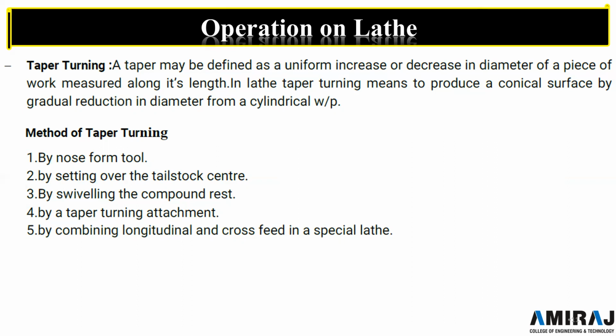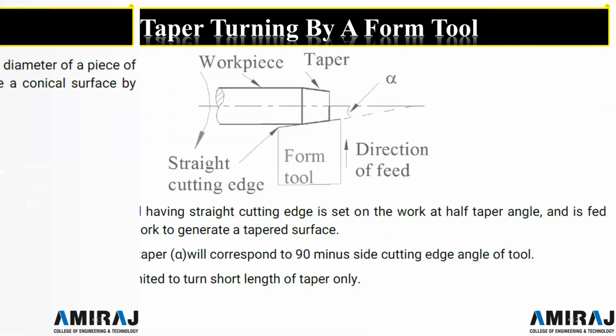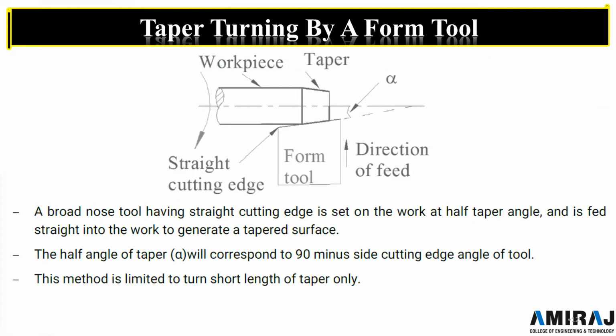First one is by the form tool. Second one is by setting over the tailstock center. Third one is by swiveling the compound rest. Fourth one is by taper turning attachment. And fifth one is by combining the longitudinal and cross feed in a special lathe. We will discuss all these 5 methods step by step. Let us discuss the first one, taper turning by a form tool.